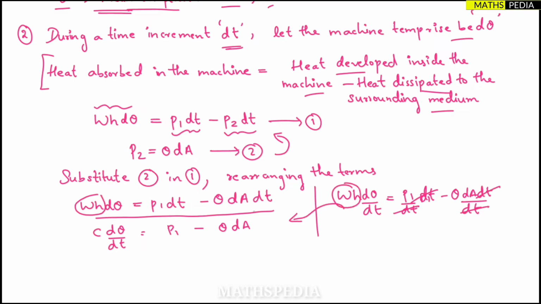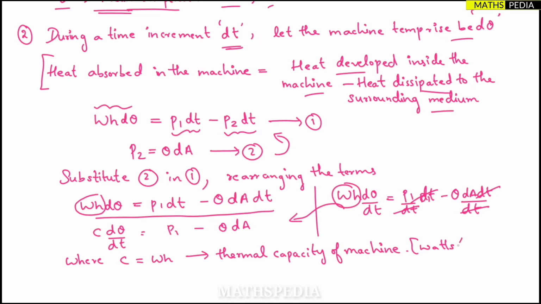Now WH I have replaced with C, so I can write it as C, where C is nothing but equal to WH. Now what is the meaning of C here? C is the thermal capacity. You have to denote all these things, okay? Thermal capacity of machine, which will be in watts per degree Celsius.